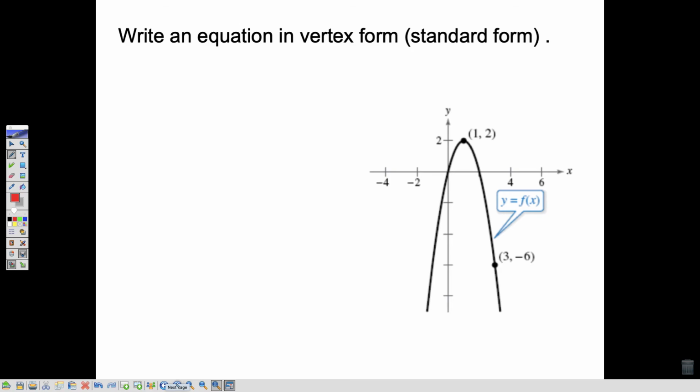No, that's what I need you guys to get. Just because it looks different, you're going to do the same stuff. You're going to write on your paper H and K. You're going to write 1, 2, and put an H and a K above it. And you're going to write on your paper 3, -6, X and Y.